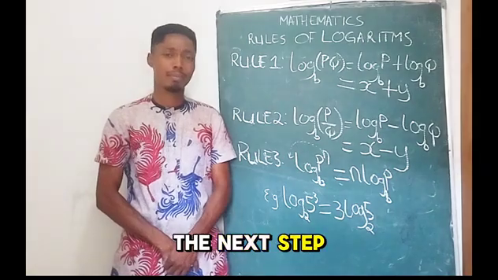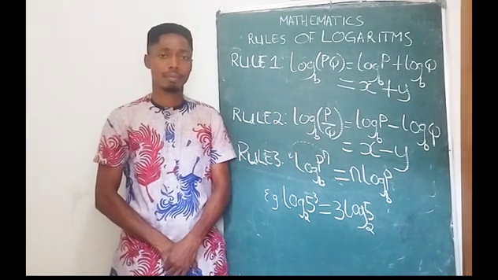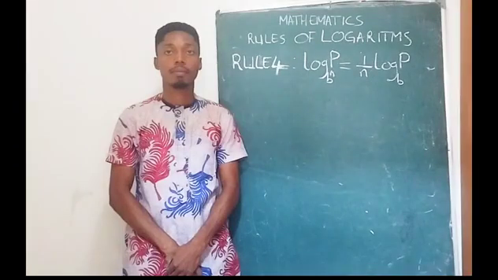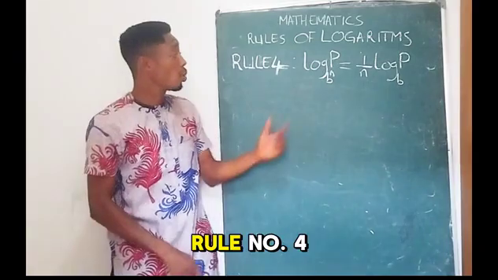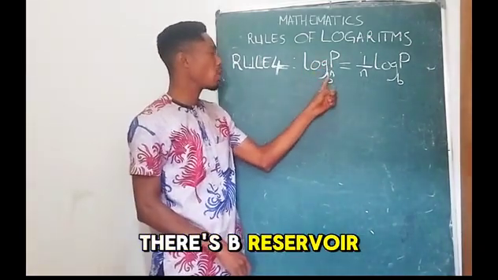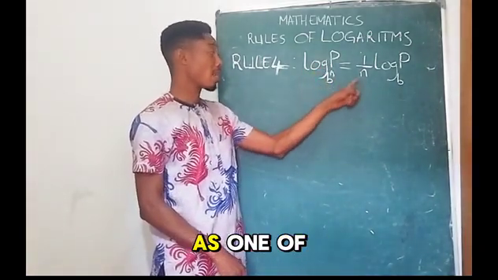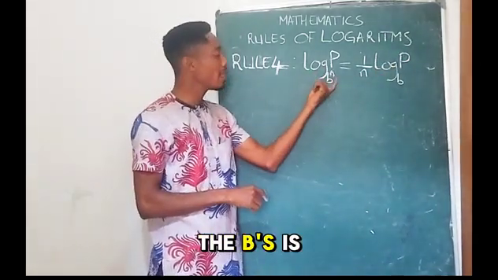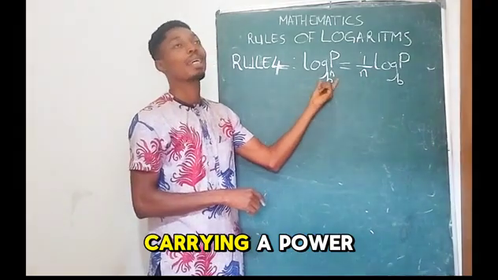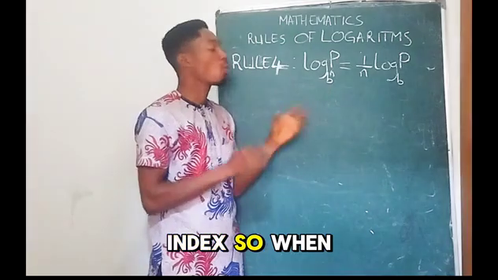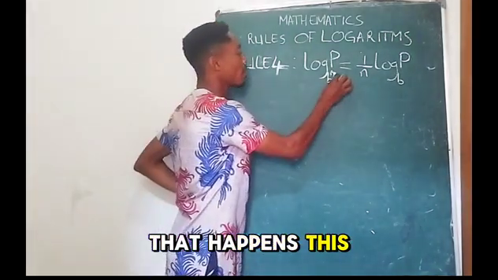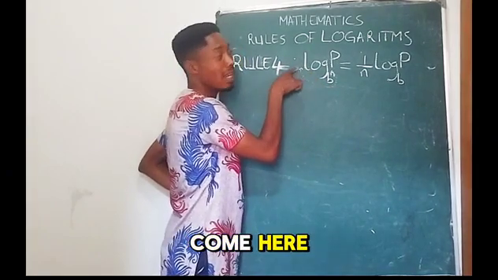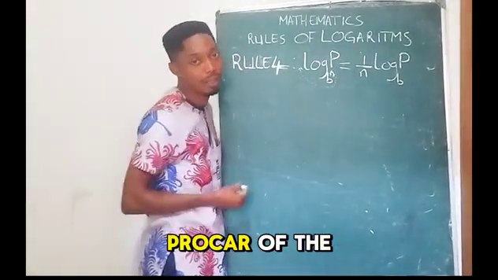We move to the next step. Rule number 4, log P in base B raised to power n is the same thing as 1 over n log P in base B. In rule number 4, you will see that the base is carrying a power. The base has an index. So when that happens, this power would come here, but we're going to take the reciprocal of the power.